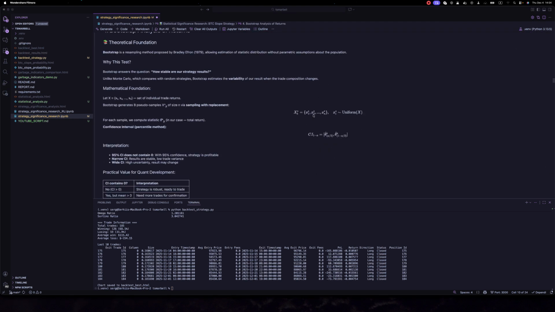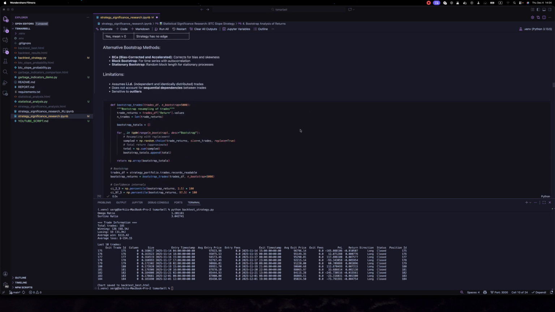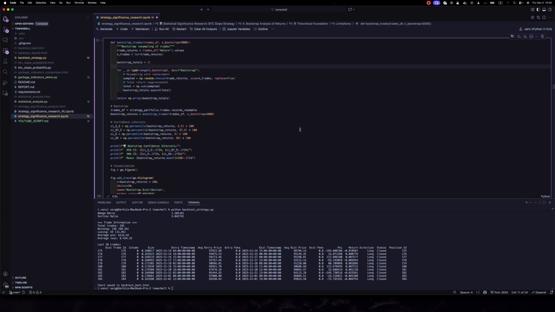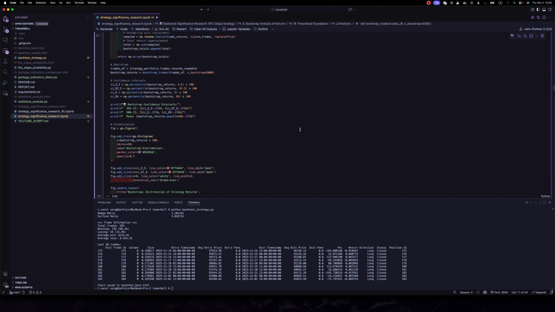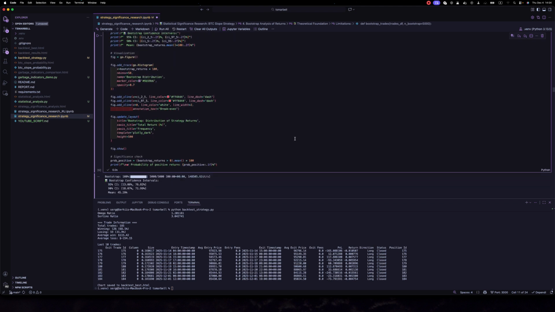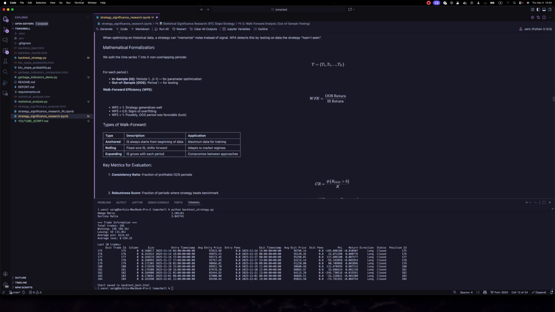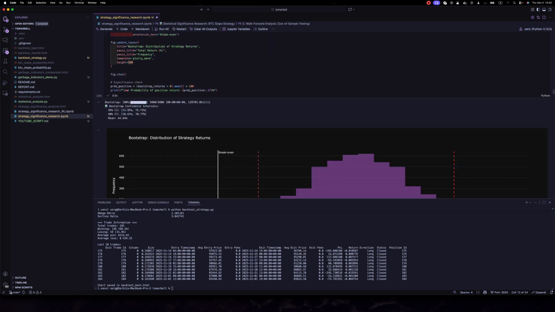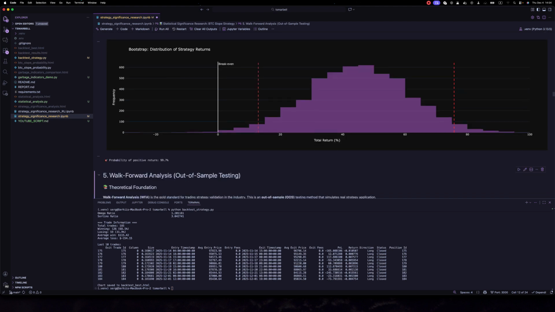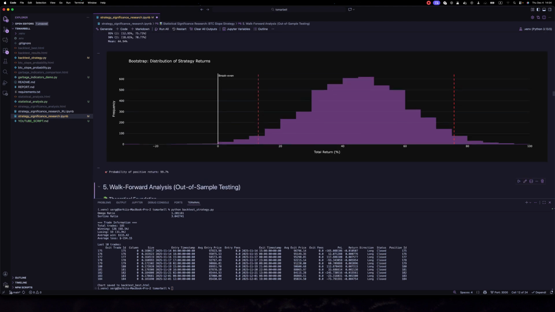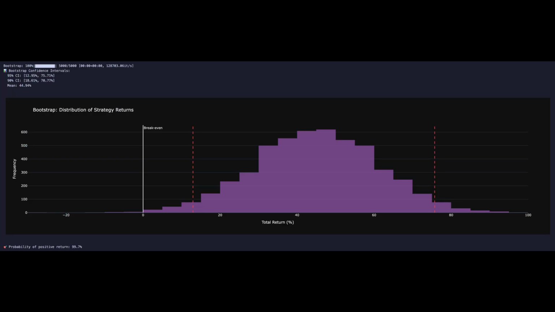Test number 2. Bootstrap analysis. The question: how stable are the returns? I created 1000 bootstrap samples from the trades and calculated the 95% confidence interval. What are the results? The confidence interval is 12.9% to 73.4%. The lower bound is well above zero. This means we're 95% confident that the strategy generates positive returns, not just something random.